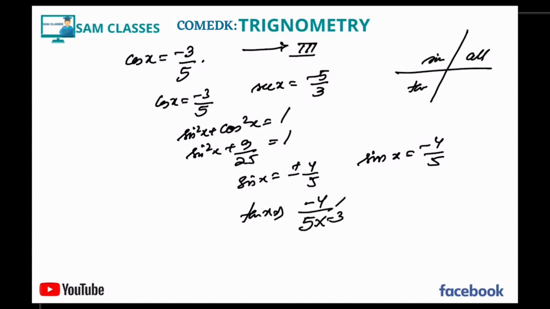Now what about tan x? So tan x is equal to sine by cos, minus 4 by 5 into minus 3 by 5 upside down, so that will get us 4 by 3. And cot x will be equal to 3 by 4. So that's it, done. Pretty simple.